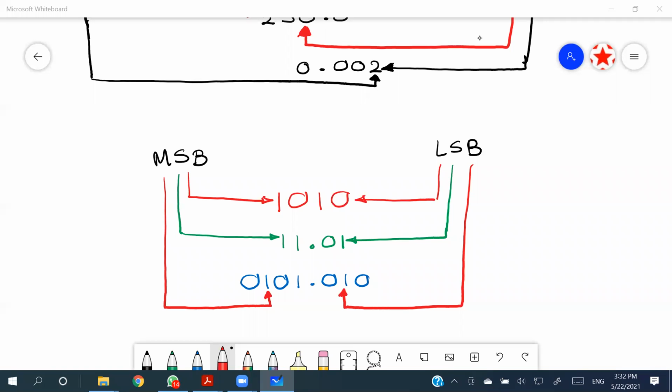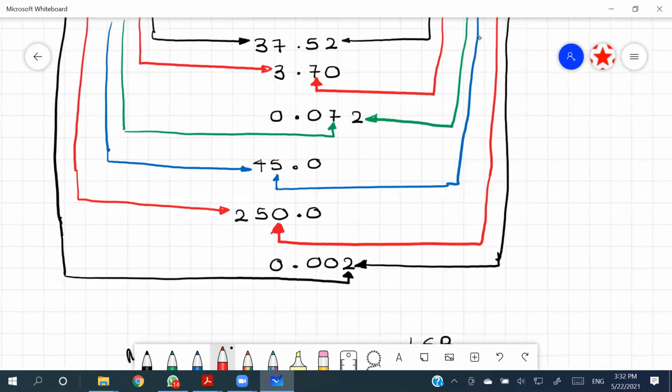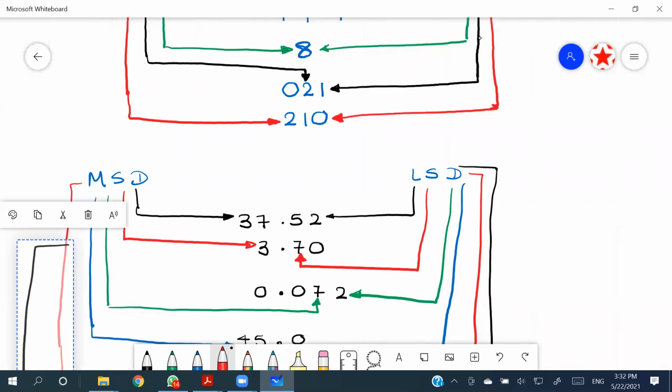Right? If it is a decimal value, then the rightmost 0 can be omitted. Like the same thing happens here in 250.